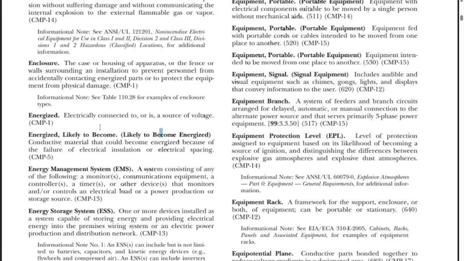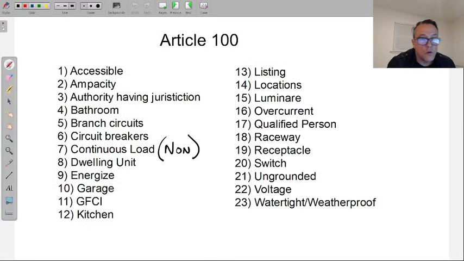However, the metal box, the panel, where the breakers are sitting in, are considered likely to become energized. Conductive material, a piece of metal, that could become energized because of a failure of the electrical insulation or electrical spacing. So for example, if I'm taking off the wire or removing a wire from a circuit and I didn't shut off the breaker, and that wire happens to touch the piece of metal, now that piece of metal is energized.